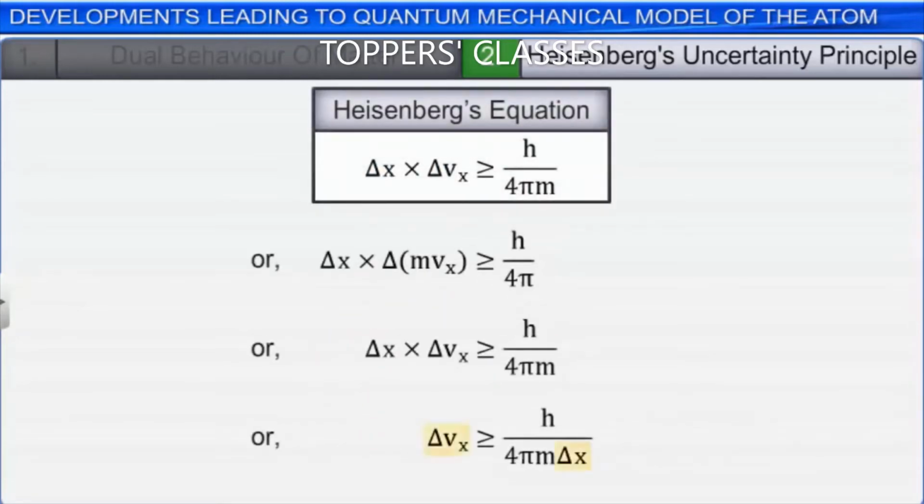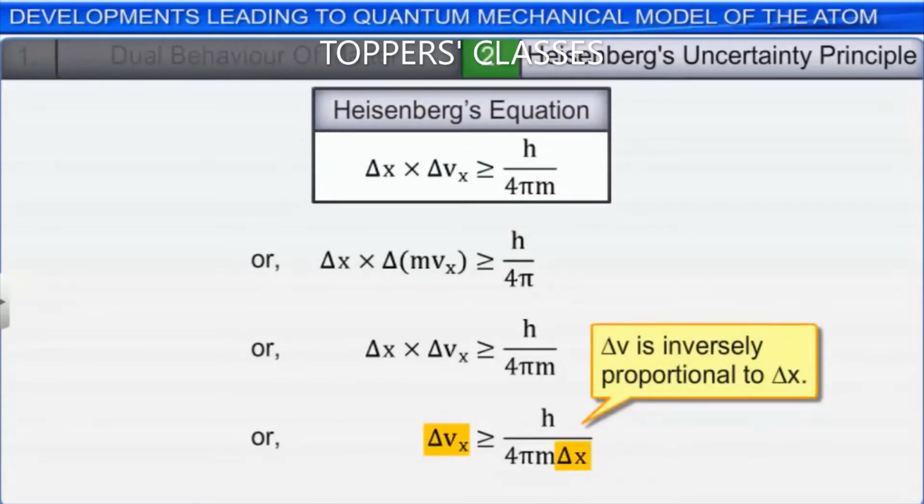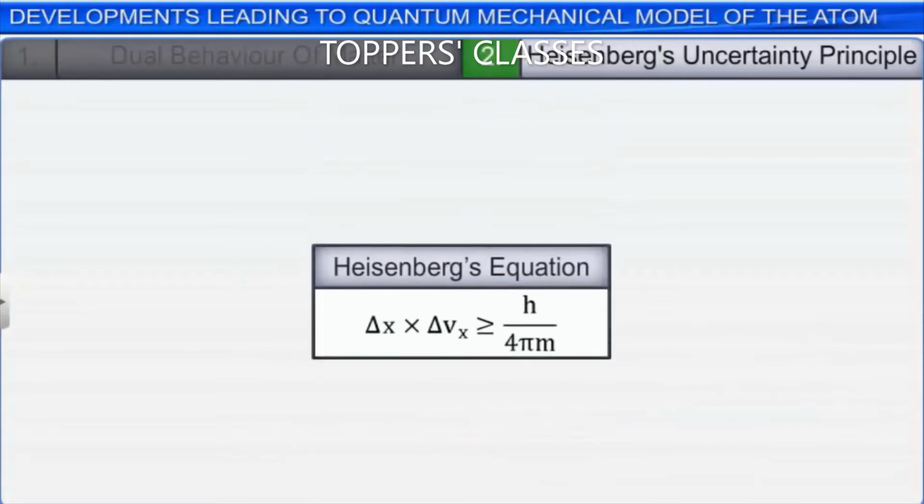Note that the uncertainty in the position and velocity are inversely proportional to each other. This means that if the position of the electron is known with high degree of accuracy, then the velocity of the electron will be uncertain and vice versa. Also note that the uncertainty in the position and velocity are inversely proportional to the mass of the object. That is, uncertainty in the position and velocity decreases as the mass of the object increases and vice versa.